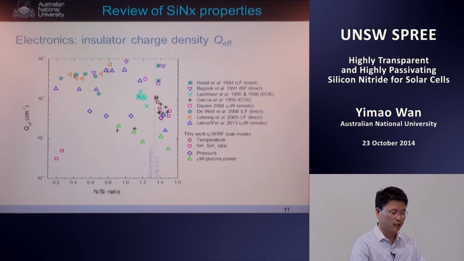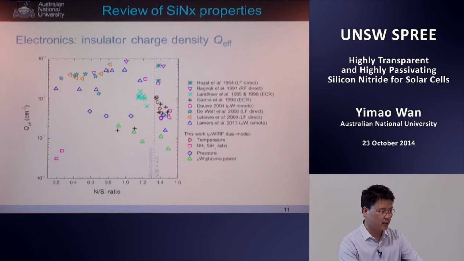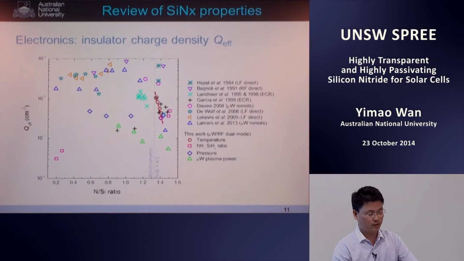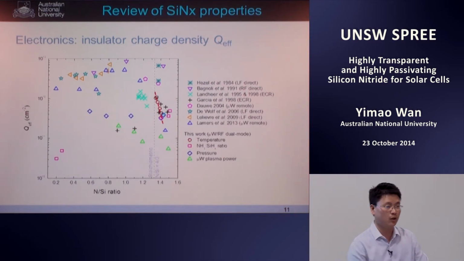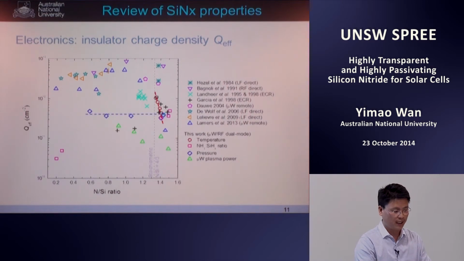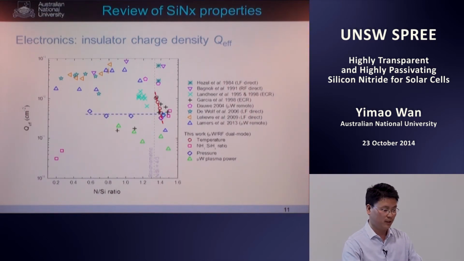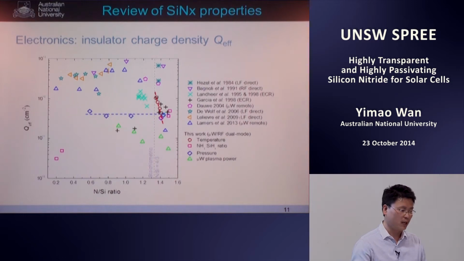And some of my work is also included here. As we can see, for my work, the charge depends quite strongly on the deposition conditions. Like when I change the temperature, it doesn't change the film stoichiometry too significantly, but the charge can be varied by almost one order of magnitude. But when we change the pressure, we vary the stoichiometry in quite a wide range, but the charge in the film stays relatively constant.